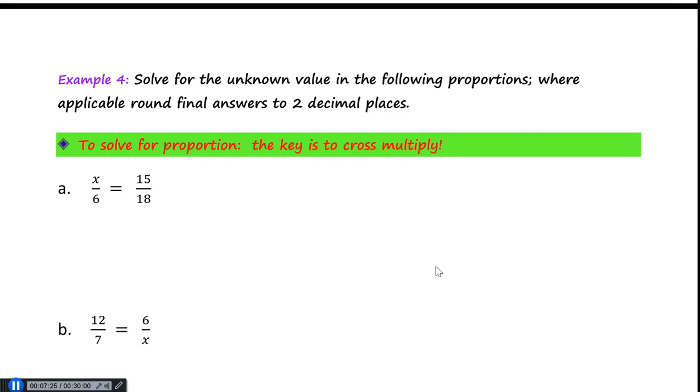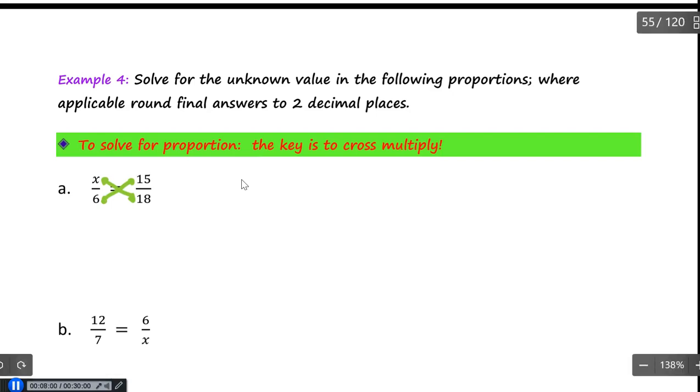So if you have two fractions equal to each other, that means just one fraction on one side of the equation and one fraction on the other side of the equation. And if it is a proportion, then you can go ahead and cross multiply. Cross multiply means that you multiply across the equal sign. So you multiply the numerator with the denominator, and the denominator with the numerator. So that's how it is in terms of cross multiply.